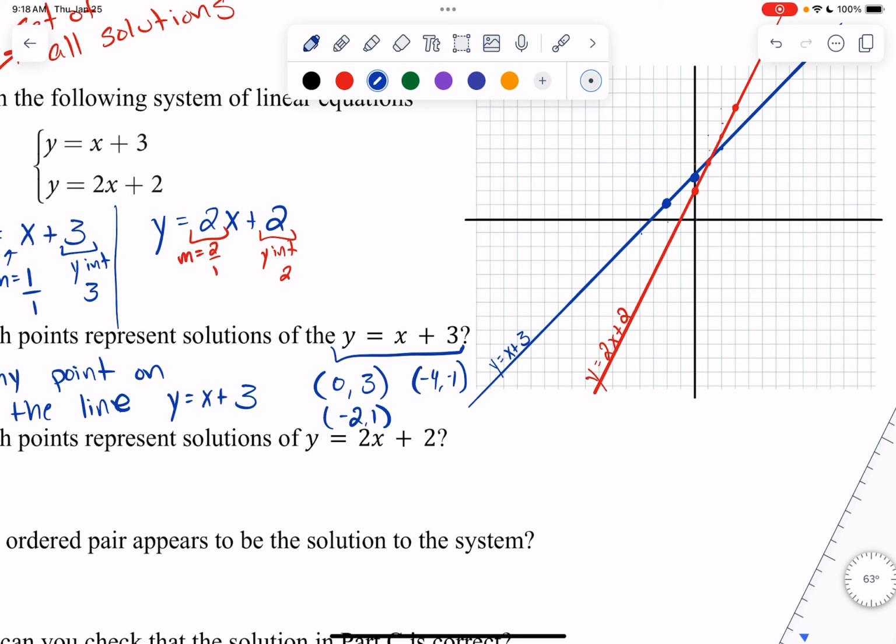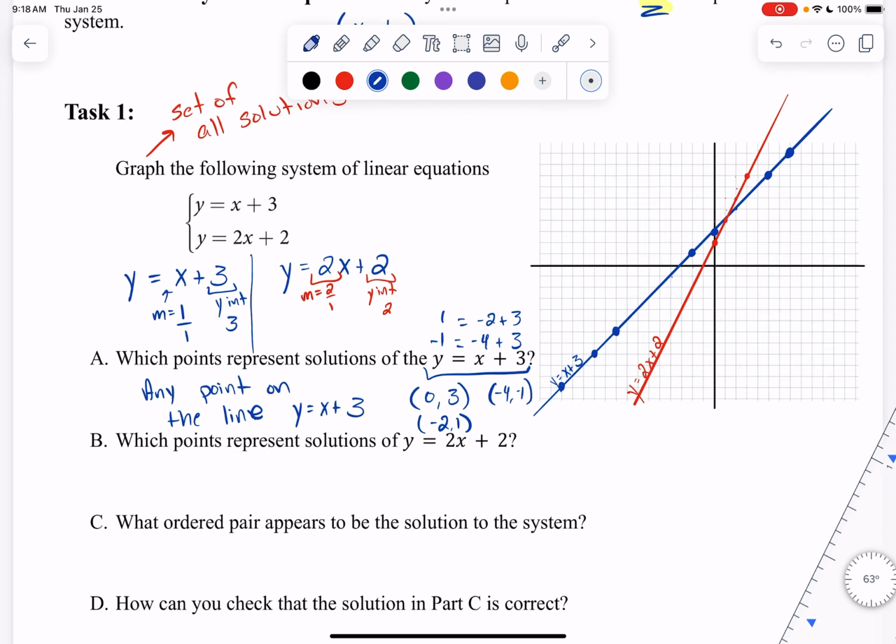Any points, and if I plug those in here, they work. If y is -1, x is -4, yep, -4 plus 3 is -1. If I try -2 plus 3, does that equal 1? Yes, it does. So any of these points, and any point on that line, is a solution.